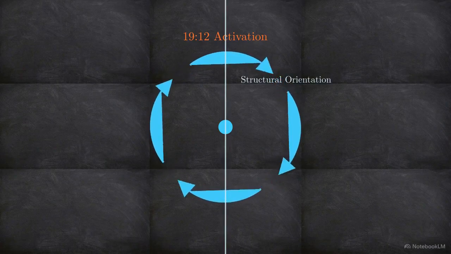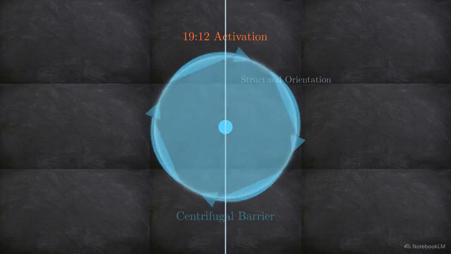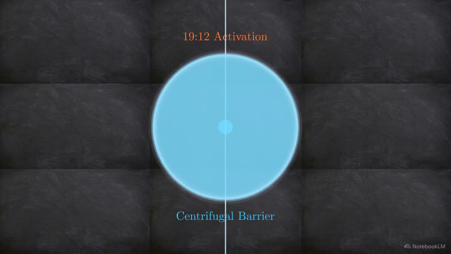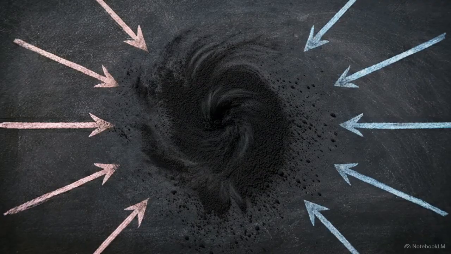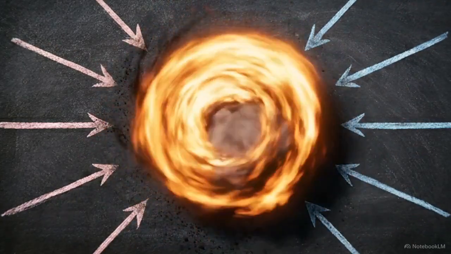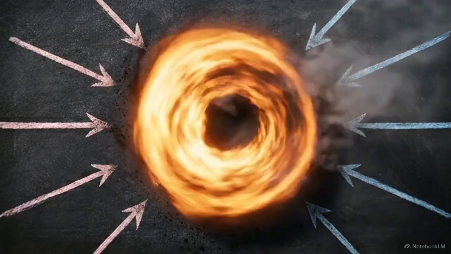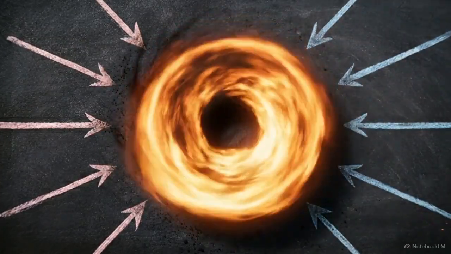In this model, the input of specific structural orientation, information, corresponds to the maintenance of angular momentum. If that rotation is maintained, a centrifugal barrier forms, resisting the inward pull of gravity. This barrier halts the collapse at fusion equilibrium, translating the preservation of the entangled instruction set into the ignition of a star.